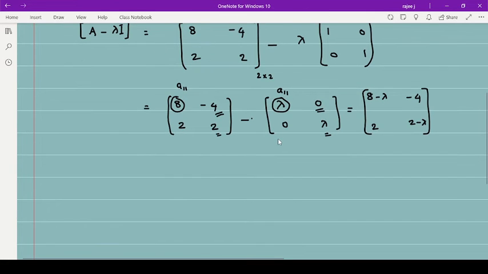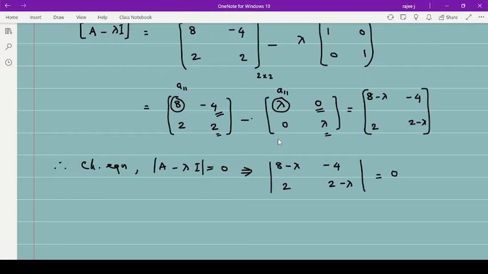Now the associated characteristic equation. Therefore, the characteristic equation determinant of A minus lambda I equal to 0 will be the determinant of this matrix: 8 minus lambda, minus 4, 2, 2 minus lambda, equal to 0.